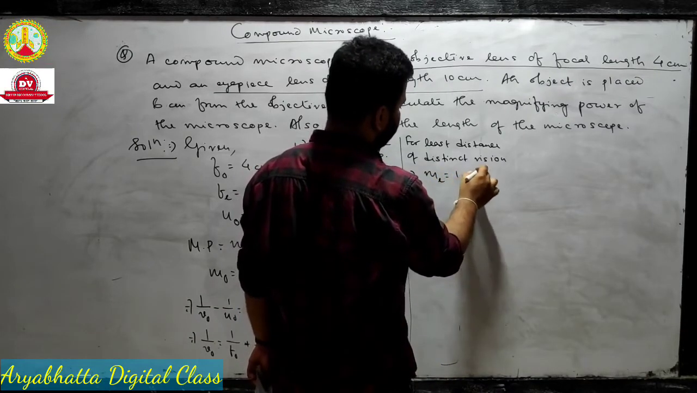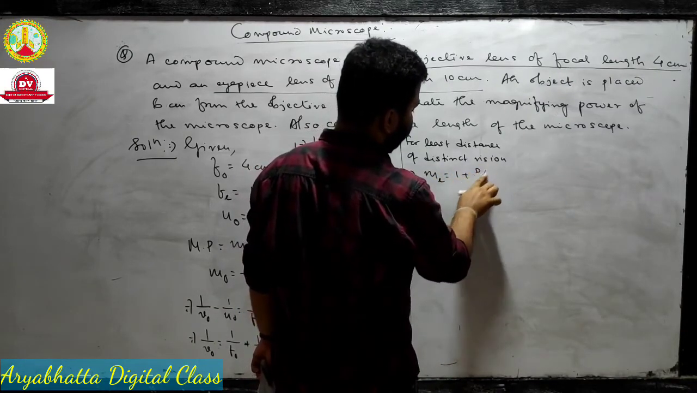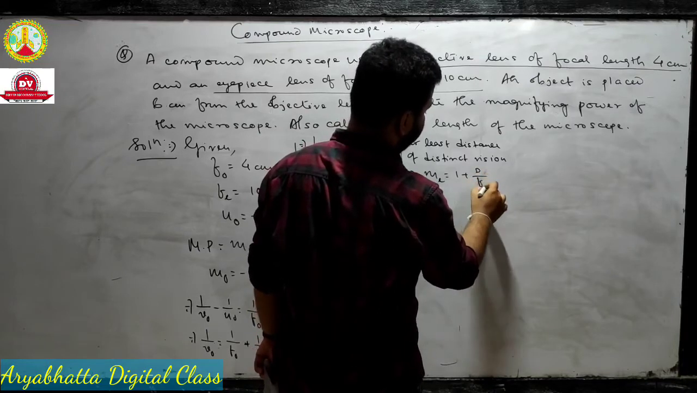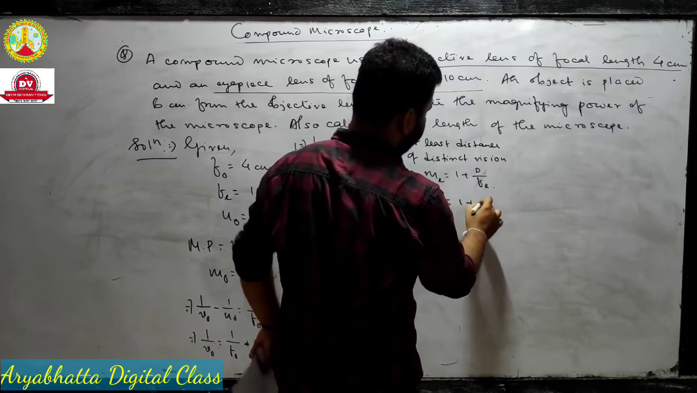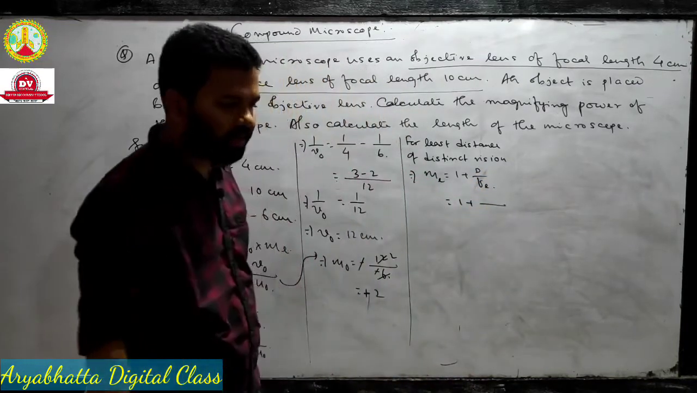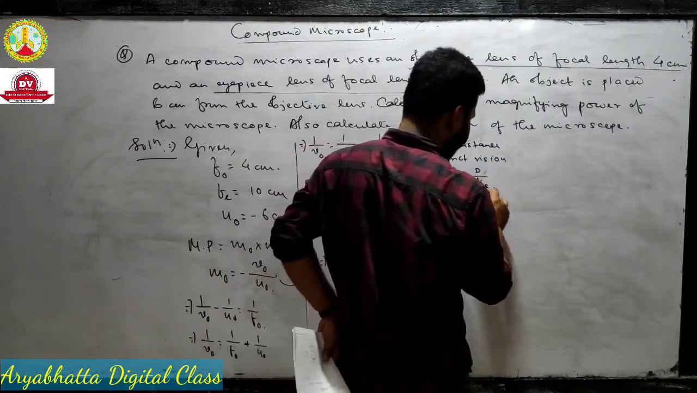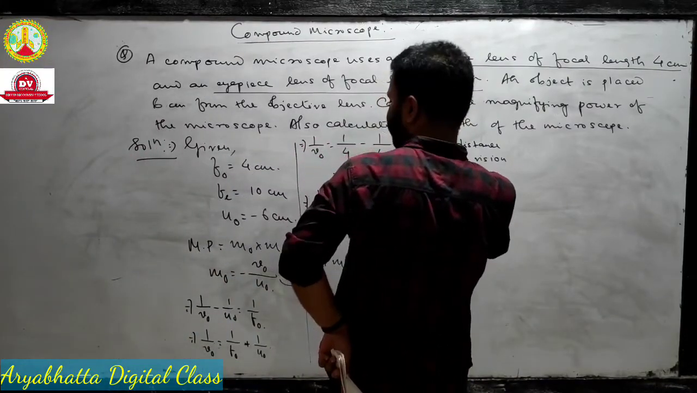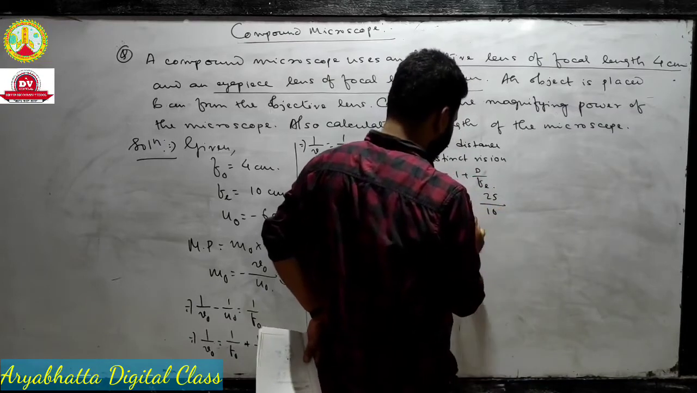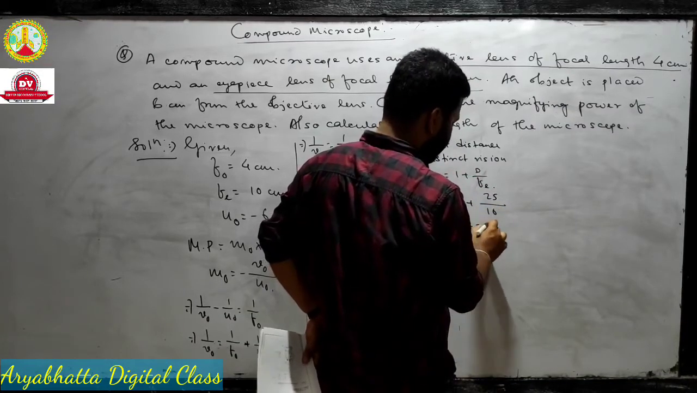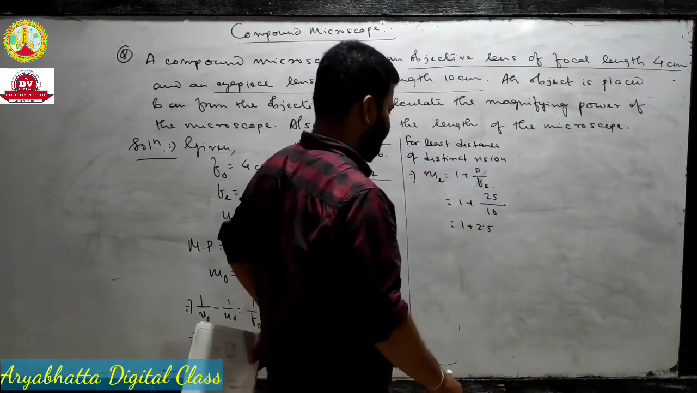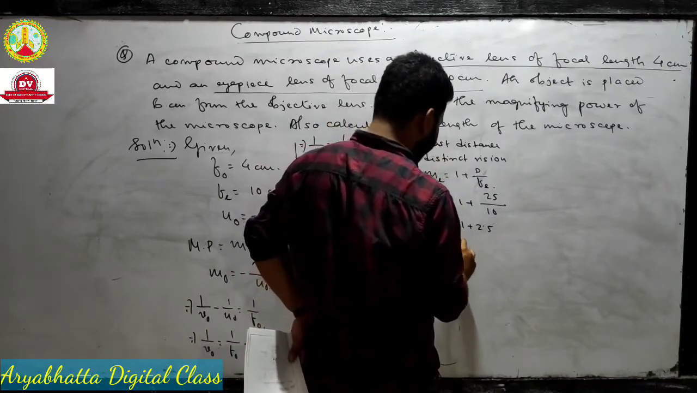It is nothing but 1 plus D divided by FE. So 1 plus D is what? D is 25 centimeter least distance, and FE is equal to how much? 10. So it will be 1 plus 2.5, that is 3.5.